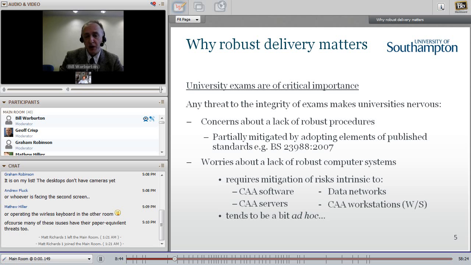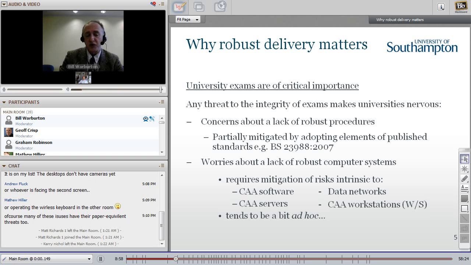The things that people focus on particularly are the software, the servers, the data networks and the workstations. Those four areas are the particular places where you would look to mitigate risks. And much of the mitigation tends to be a bit ad hoc. There is a lack of systematic attention to these things. We certainly found that when we started here. Less so perhaps now.